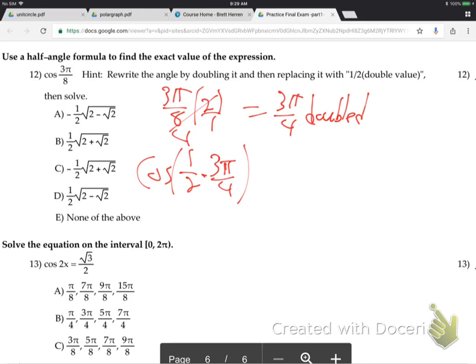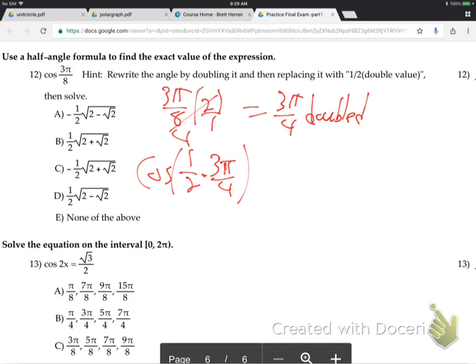Now why are we doing that? Because 3 pi over 8 is not on our unit circle, but 3 pi over 4 is. We don't have a calculator in this part. We need our unit circle. If you look up cosine 3 pi over 8, it's not in your unit circle. But 3 pi over 4 is. But you have to use the half angle formula. What's the half angle formula? I don't remember. You remember?